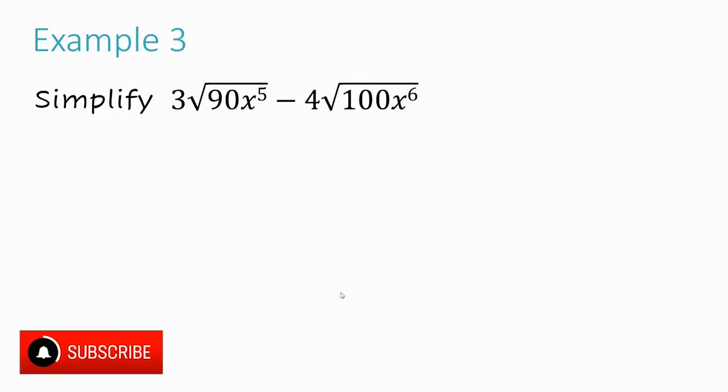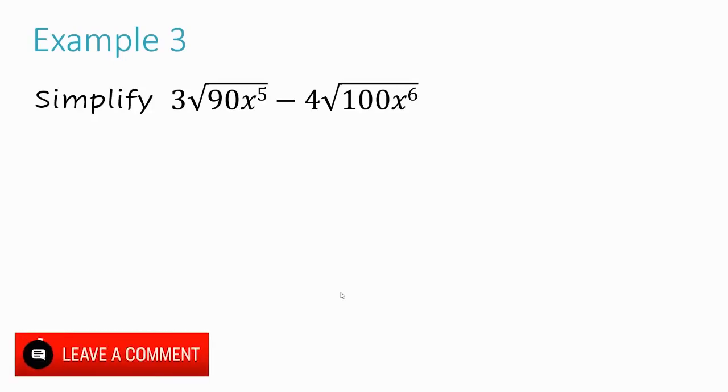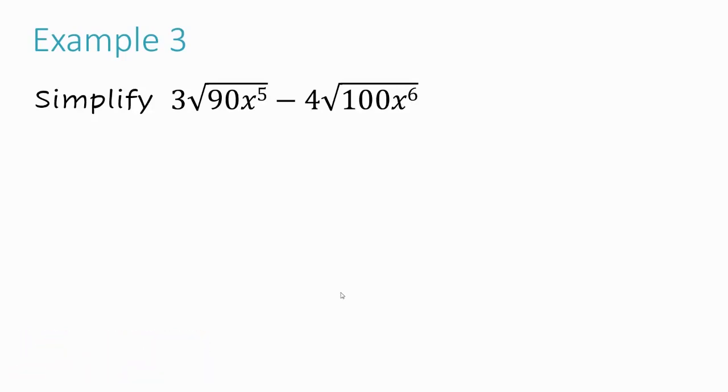Example number three, I have 3 square root 90 x to the fifth power minus 4 square root 100 x to the sixth power. Okay, now we're dealing with multiple variables, okay? So this is a little different. So I have two things I'm going to be breaking down now. I'm going to be breaking down my number using prime factorization, unless I see some perfect squares in there that I can pull out quickly. And I'm going to be breaking down my variable, okay?